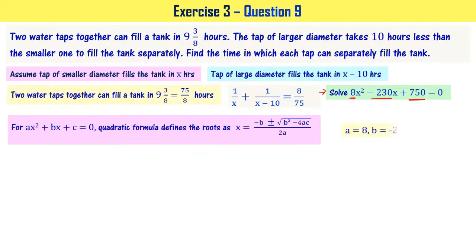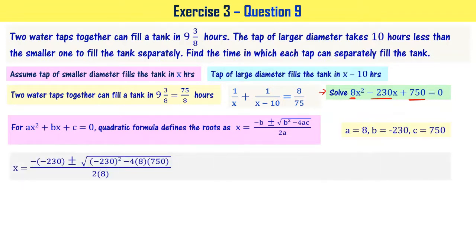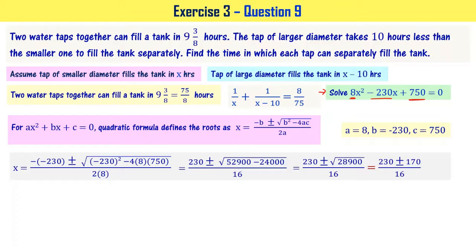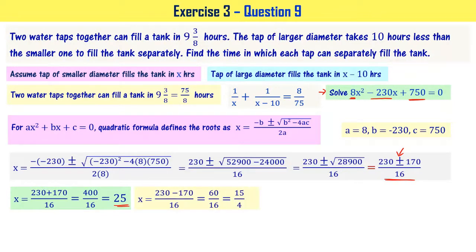Let's substitute them into the quadratic formula and simplify such that you get x equal to 230 plus or minus 170 divided by 16, right? So I can consider the plus sign so that x becomes 230 plus 170 divided by 16, that is 400 divided by 16, that is equal to 25. X equal to 25 is one value, and x equal to 230 minus 170 divided by 16, that is equal to 60 divided by 16, that is 15 by 4.